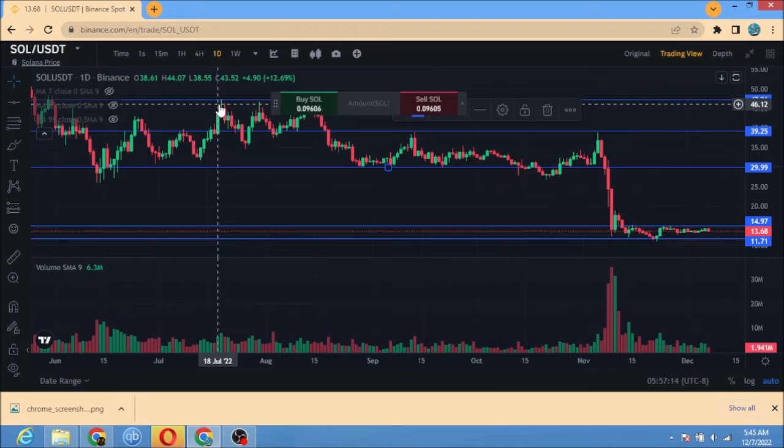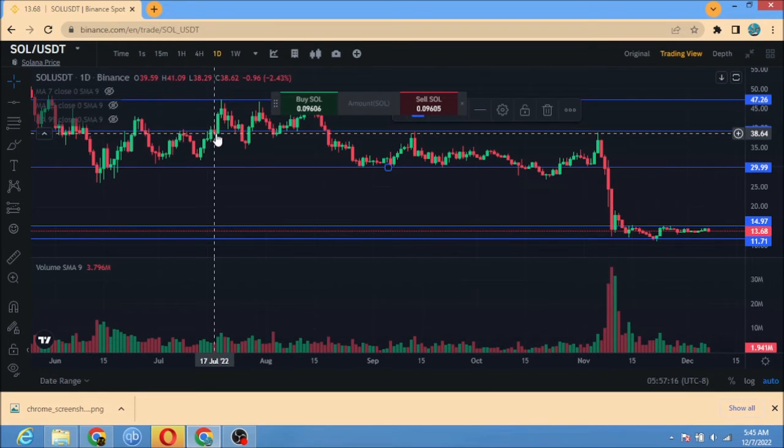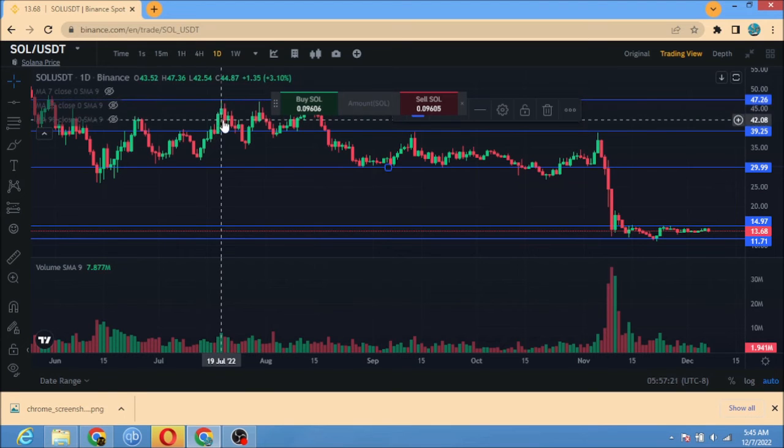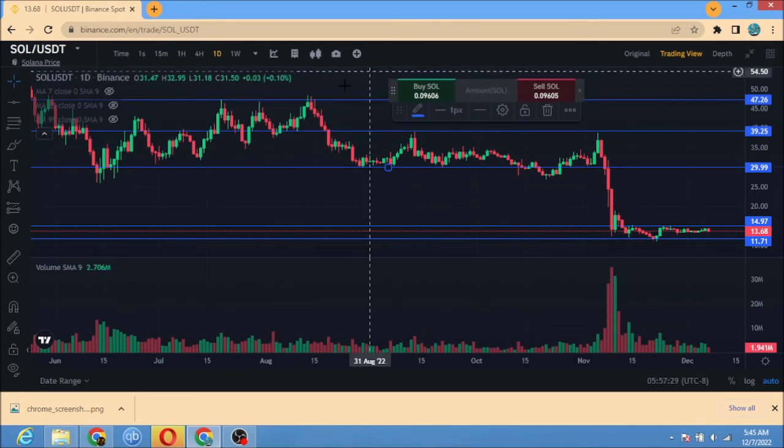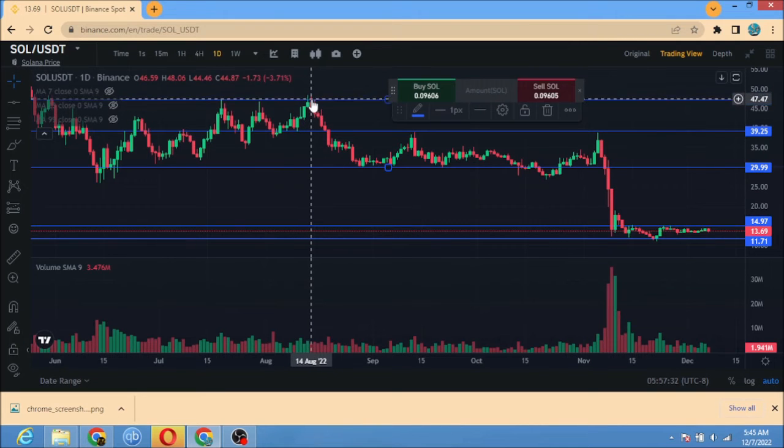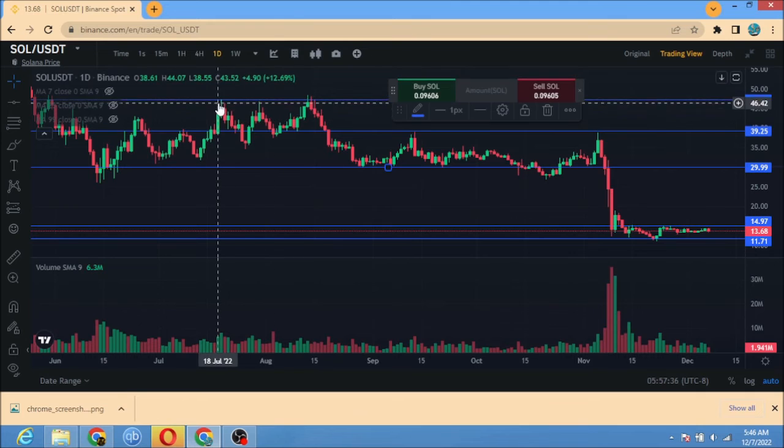Once it broke it, this one becomes our support, and the next line becomes our resistance. So you can see that the market started to move within our support and resistance. Once it reached here, this one becomes our resistance, and it resisted a lot because it pointed.